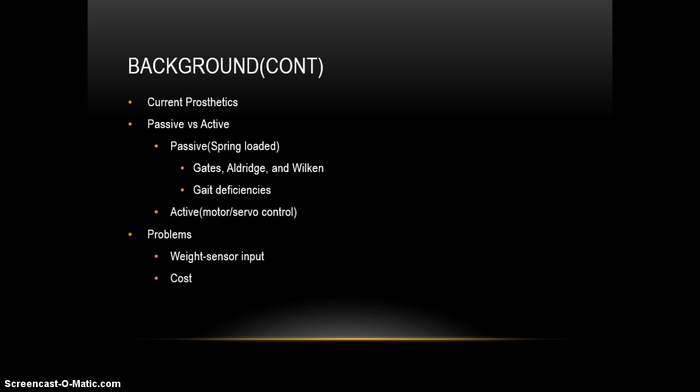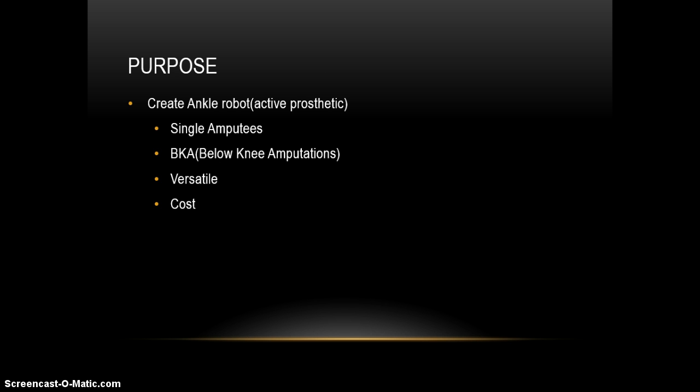However, even active prosthetics have a couple of problems. First, since there are a lot of sensors and it's not a simple design, it's heavy and doesn't feel like a human foot. The second problem is cost. These devices can range anywhere from $5,000 to $50,000. So the goal of this study was to create an ankle robot, or leg prosthetic, targeted at single amputees who have below knee amputations. I want this prosthetic to be versatile so that it can adapt to different surfaces and at the same time feel like a human foot, and I want it to be cost effective.